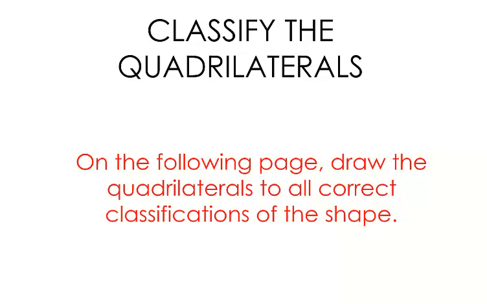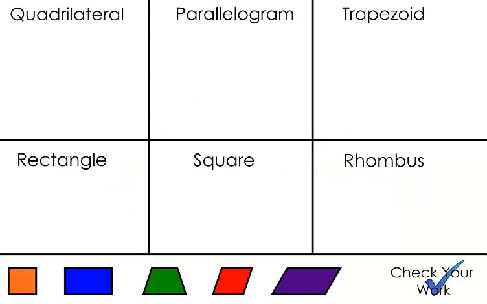So we're going to do your independent practice, and what I'd like you to do is classify some quadrilaterals. On the following page, you're going to draw the quadrilaterals in all the correct boxes. Let me give you an example. Okay, here we have 6 boxes, so please draw 6 boxes on your paper into your notes, and you're going to draw all the quadrilaterals from these 5 shapes below. I'll give you a hint.